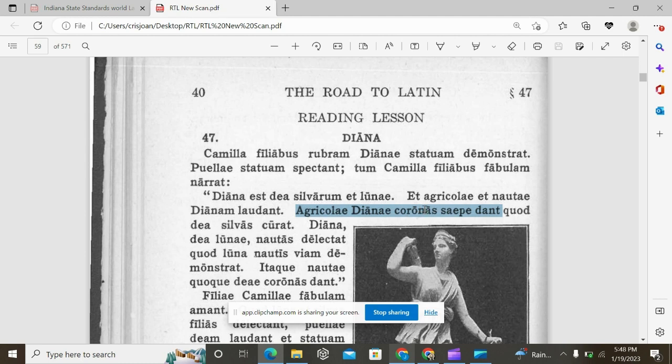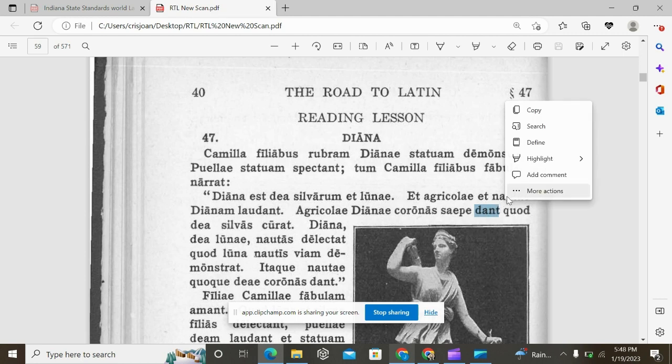coronas, crowns. Remember crowns from the Marcella story? Dianae. So here again we have this i ending. Diana has to be singular. Can't really be nominative plural because there's only one goddess Diana. But the i ending could be either dative or genitive. Here the dative makes sense because we have dant, they give, as the verb. Usually when you have an action of giving, you have someone to whom that item is being given.